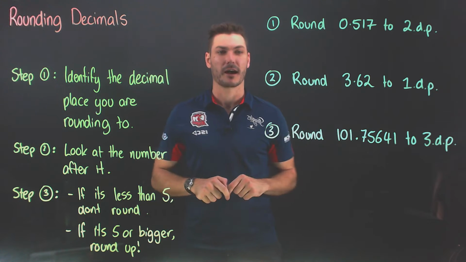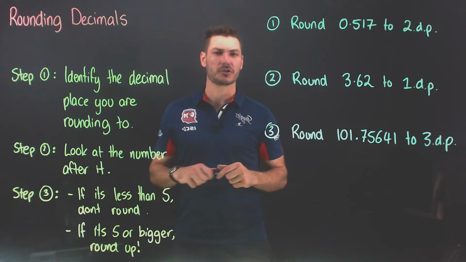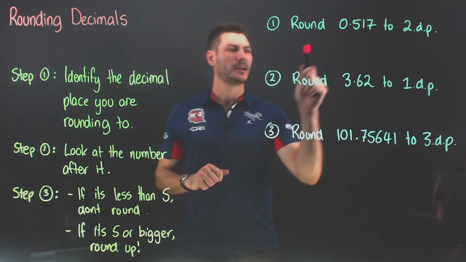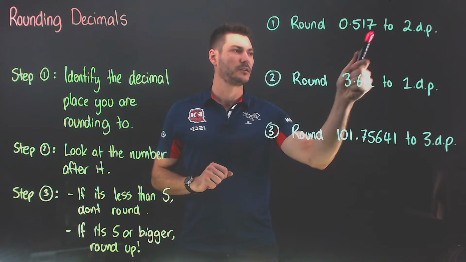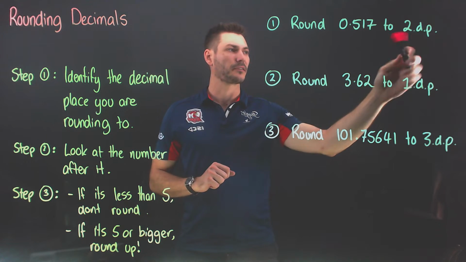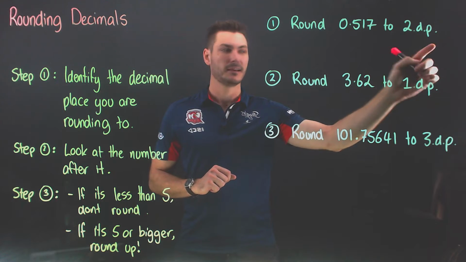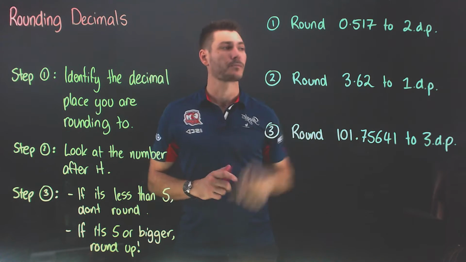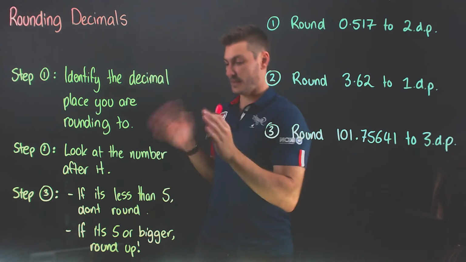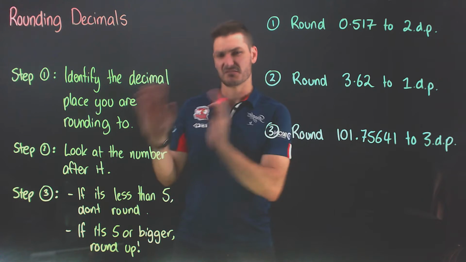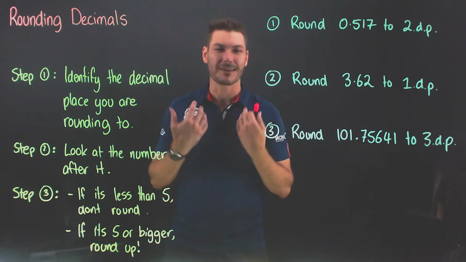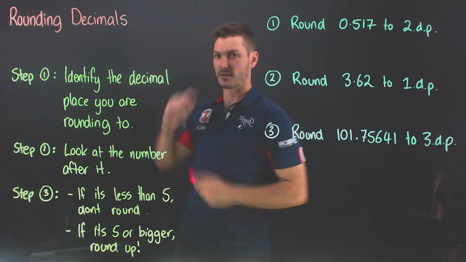So we're going to have a look at some examples here. So question 1, it says round 0.517 to 2 decimal places. This abbreviation here, DP, stands for decimal places. So we're going to apply our steps sequentially. Once you get good at this, you don't have to think about the steps. It'll just be ingrained in your knowledge. But for now, we're going to look at the steps.